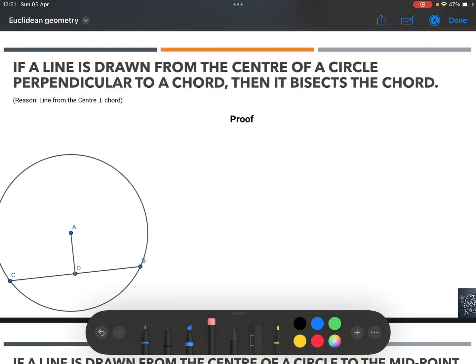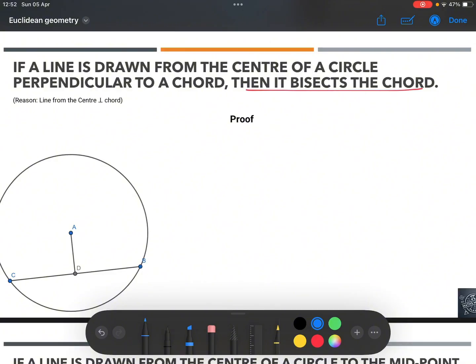If a line is drawn from the center of the circle, we're talking about this line. If a line is drawn from the center of the circle and it is perpendicular to the chord, it forms 90 degrees with the chord and then it bisects the chord. The word bisect means it divides the chord into two equal parts. Now we need to prove that indeed it does bisect the chord, because you have made a claim, so you need to prove whether it does bisect the chord or not.